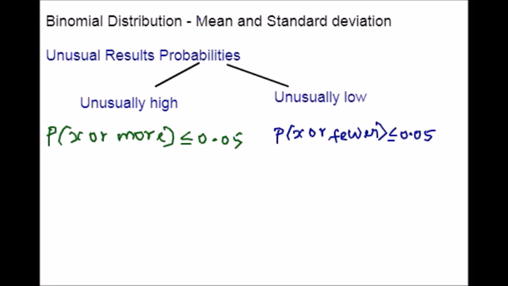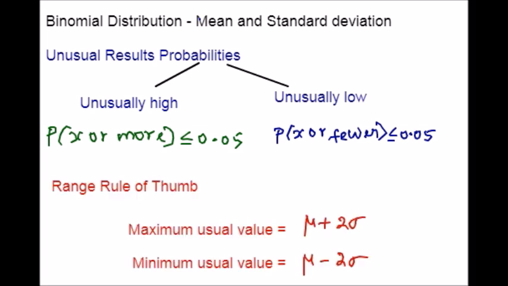Okay, let me give you the range rule of thumb. According to the range rule of thumb, most values should lie within 2 standard deviations of the mean. So we can identify unusual values by determining if they lie outside these limits. So the maximum usual value is mu plus 2 sigma. The minimum usual value is mu minus 2 sigma. If I give you an example, you will understand this concept.